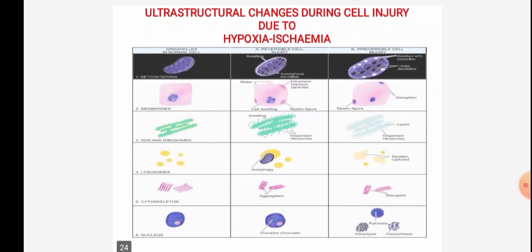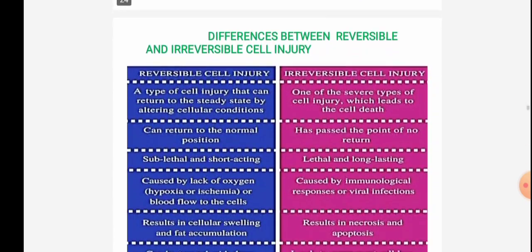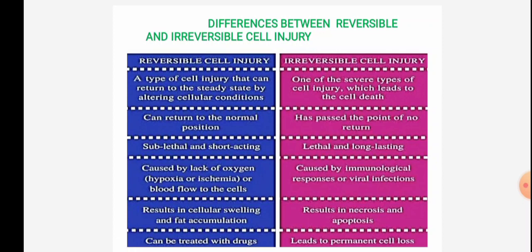This shows how the changes in reversible and irreversible cell injury may happen in cells. The difference between the images of the mitochondria, membrane, ribosomes, and lysosomes in reversible and irreversible cell injury is seen in this picture. Next, we are going to see the differences between reversible and irreversible cell injury. The main difference is the morphological and structural changes, as we discussed above.